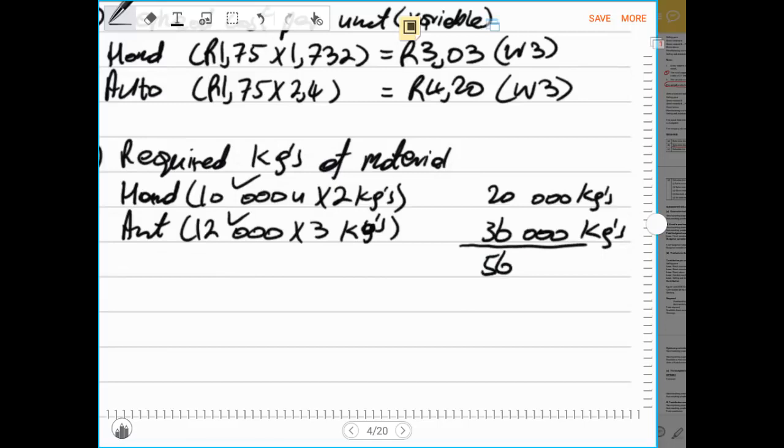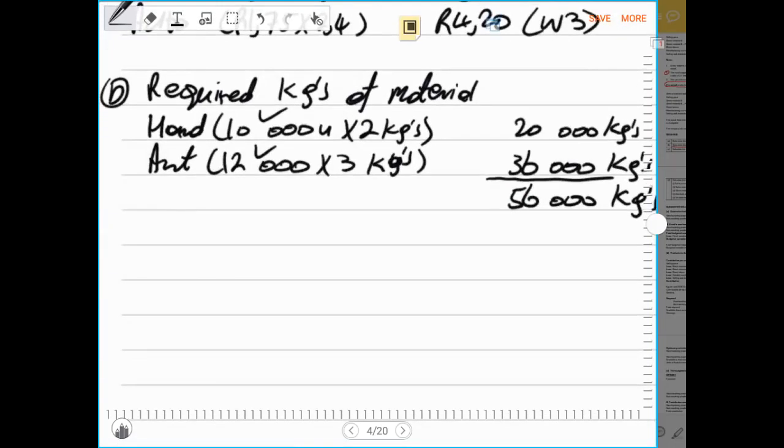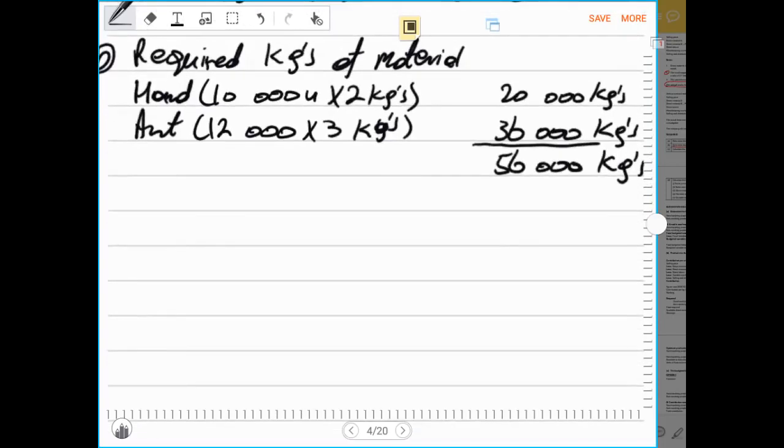Then after, we say how much is the total. The total will be 56,000 kgs, meaning the company needs 56,000 kgs in order to manufacture the 10,000 units of product A and 12,000 units of product B, which is hand and auto washing powder. We're using material A because material A has different kgs, 2 kgs and 3 kgs, unlike material B that only had 2 kgs for both units. Then after, we say how much is available.